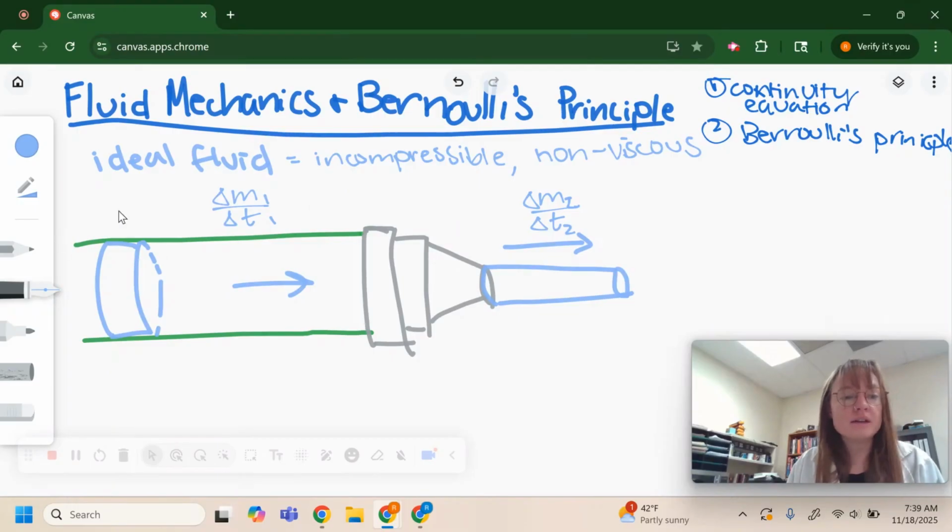Now, here's where the continuity equation really gets interesting. Check it out. Do you see how here I have a much wider cross-sectional area of water, and here I have a much smaller cross-sectional area of water? If I looked at the water over here, if I wanted to talk about how much water I actually have, I could talk about, let me do this over here.